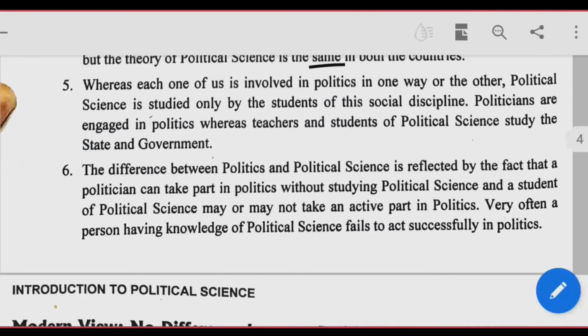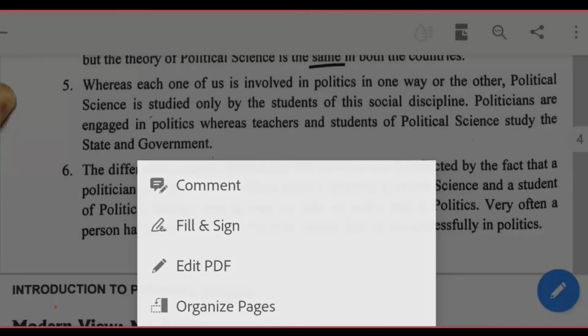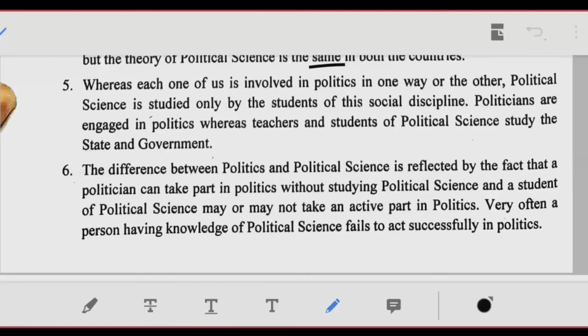Number five, you can see here. Whereas each one of us is involved in politics one way or the other, political science is studied only by students. I am also involved in politics. You are also involved in politics. Everyone is involved in politics. Each one of us is involved in politics, but political science is studied only by the students, right?